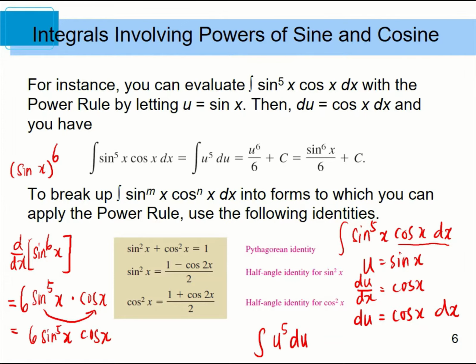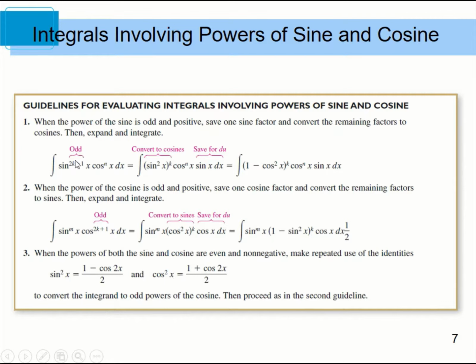So next we are going to learn the integration involving the power of sine and the power of cos following these guidelines. First, when the power of the sine is odd and positive, we are going to save one sine factor and convert the remaining factor to cosine. So this is an odd number, so we factorize one sine out. The remaining will be power 2k, so we change this to sine square to the power of k. After that, we change the sine square using the trigonometric identity, to 1 minus cos square x to the power of k.